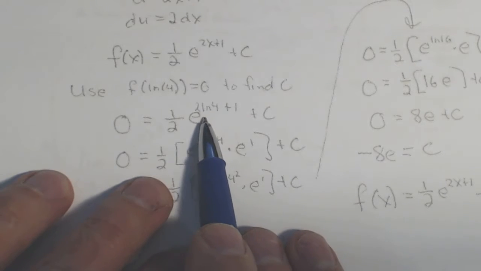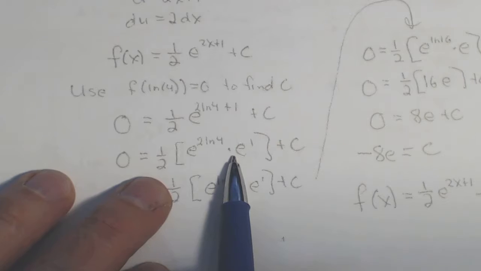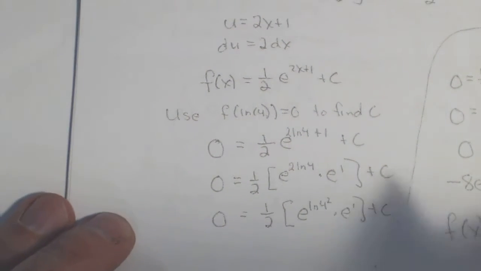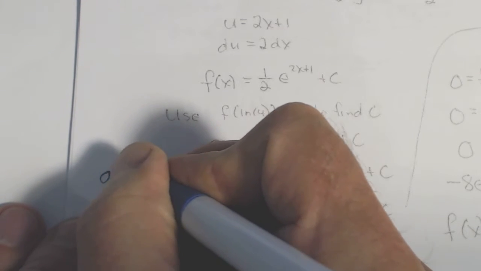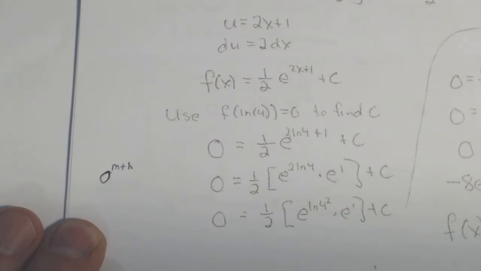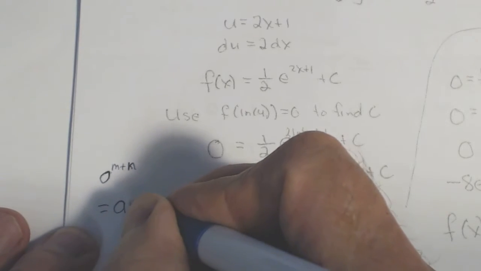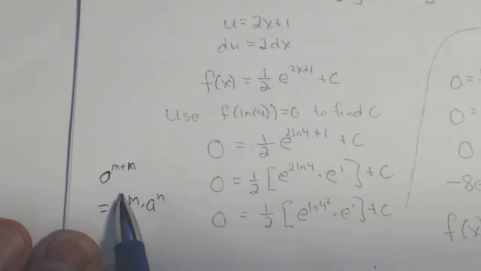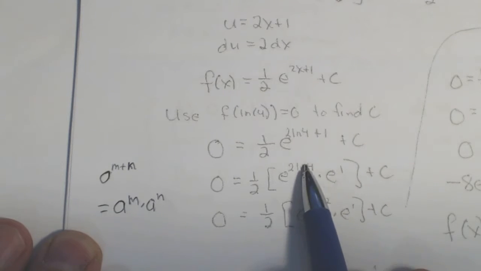You can rewrite this expression as this expression, and all you're doing is using a property of exponents. If you had a to the m plus n, you could rewrite that as a to the m times a to the n, because when you multiply like bases, you add the powers. Well, that's what's going on here, so we're working it backwards.